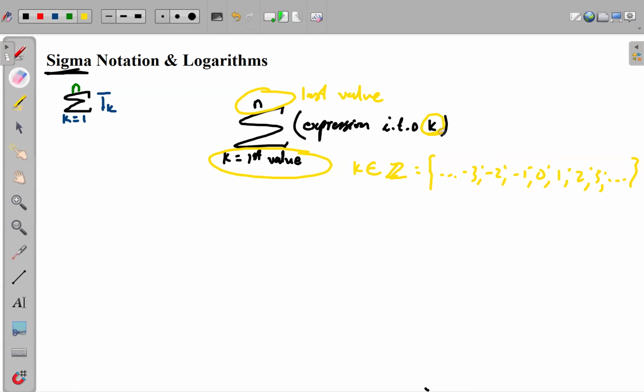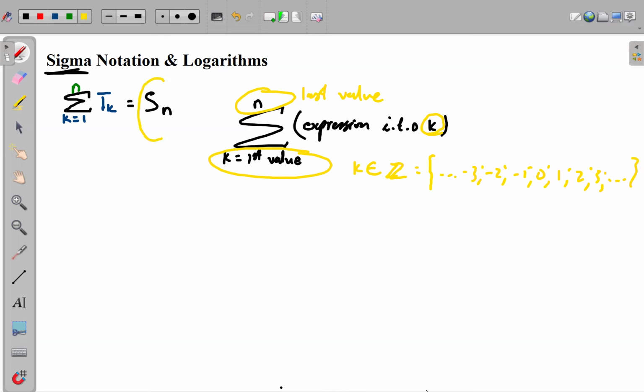But typically, an expression will depend on k, and I think we're actually going to just spend time on sigma notation in this lesson. We might have to do logs in another lesson. So this is very, very important, and I'm going to give you an illustration. What I'm trying to say is we can actually see these two expressions as equivalent.